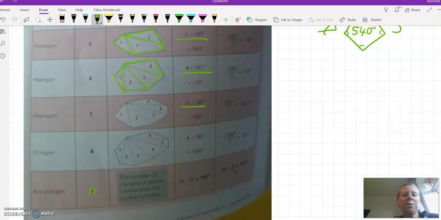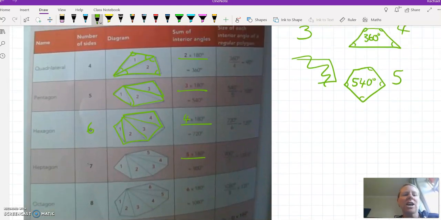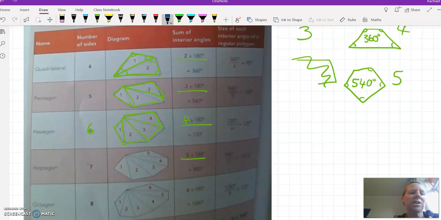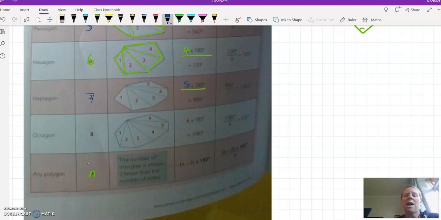Well, hopefully you've had a wee look, and can we notice a relationship between the number of sides and how many lots of 180 there are? So maybe I should do this in a different color. A pentagon was 5 sides, we used 3 lots of 180. Quadrilateral was 4 sides, it was 2 lots of 180. 7 sides for a heptagon or a septagon, 5 lots of 180 for that. So hopefully you're seeing a bit of a pattern.